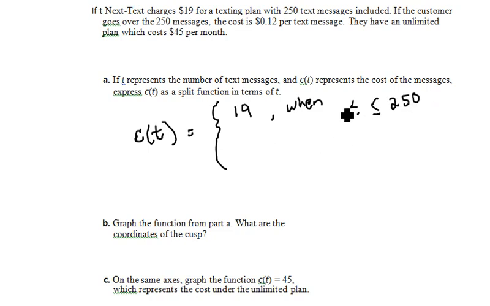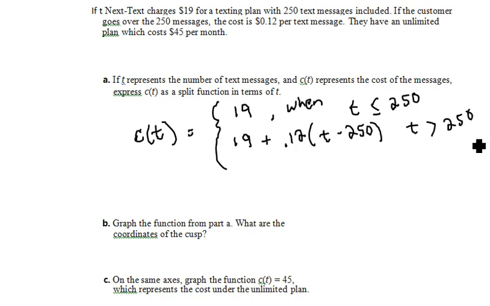Done. First part. And now 12 cents for every message over 250. So it's going to be 19 plus, how can I write that? 12 cents times T minus 250. That's everything over 250. And that's for T is greater than 250 messages. And that's it. That's all we need for our piecewise function.